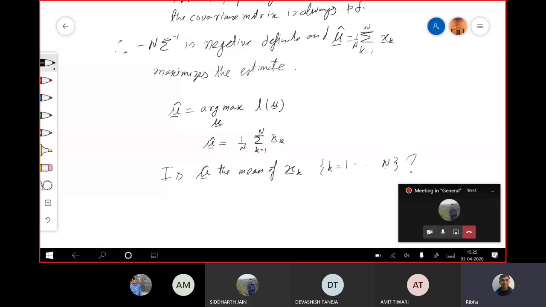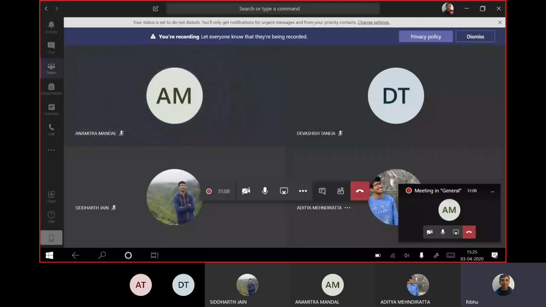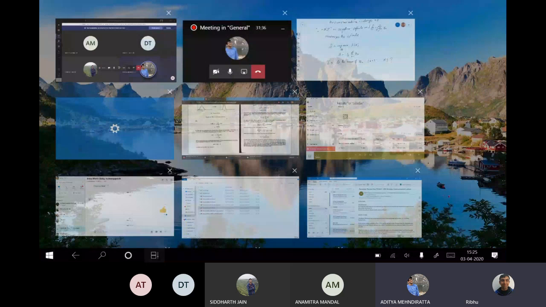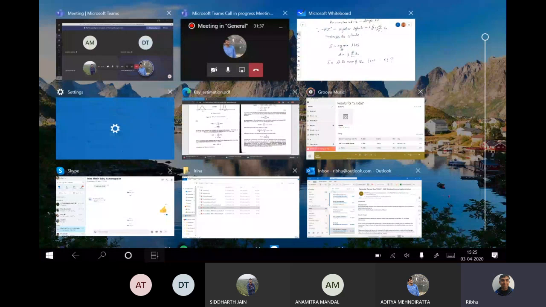Okay. Anamitra. Yes, sir, even I think this is the mean of xk. Okay. Aditya, you have just joined? So Amit left and Aditya joined or what? I think it shows only 4 at a time, so that's why. Oh, it shows 4 at a time. I thought it shows everyone. That's strange. Anyway, so what do you think? Yes, sir, I think it is the mean. Okay, so great. So we are unanimous in being wrong.